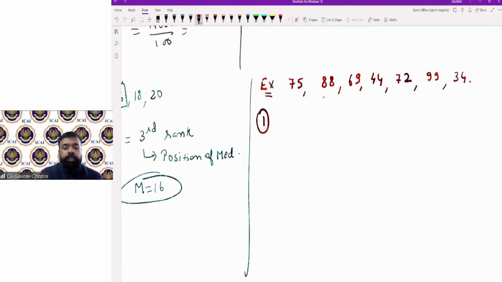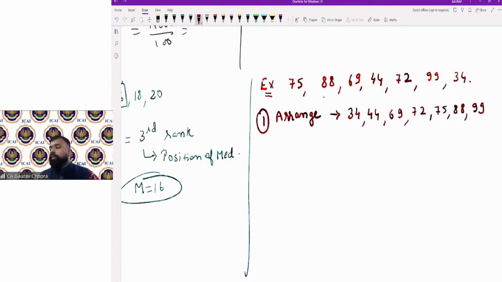So first step is to arrange. Arrange the series. How you will arrange? Smallest to highest, 34, then it is 44, 69, 72, 75, 88, and 99. Okay, this is the arrangement.